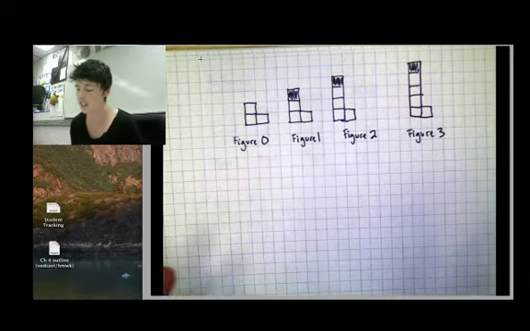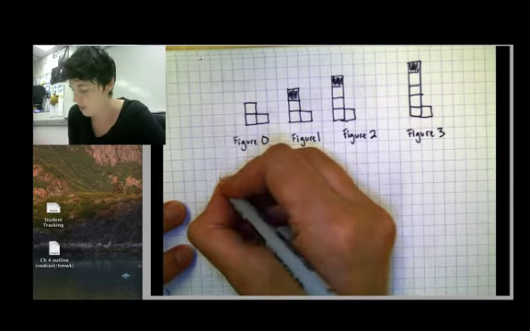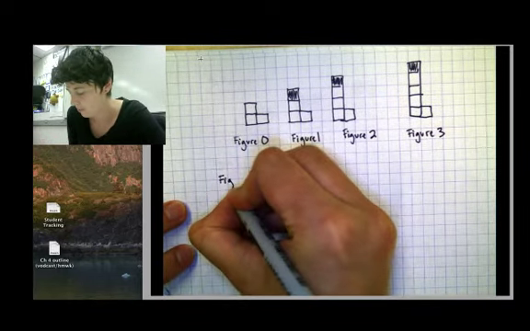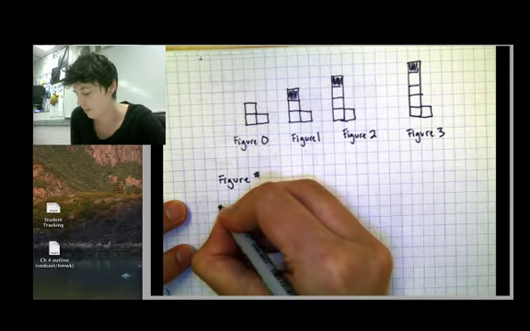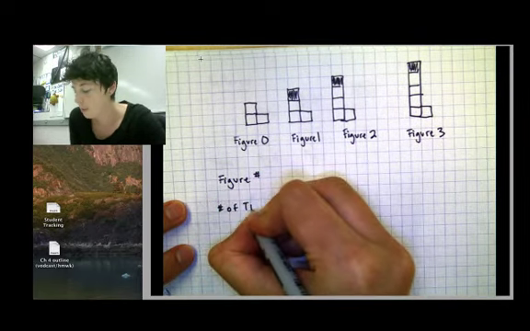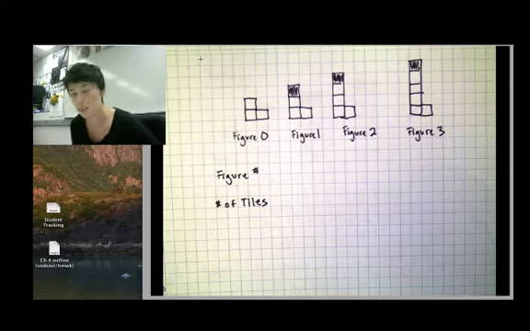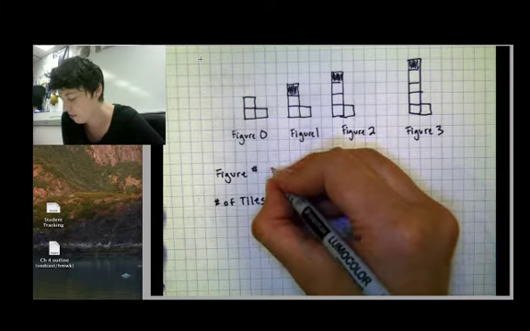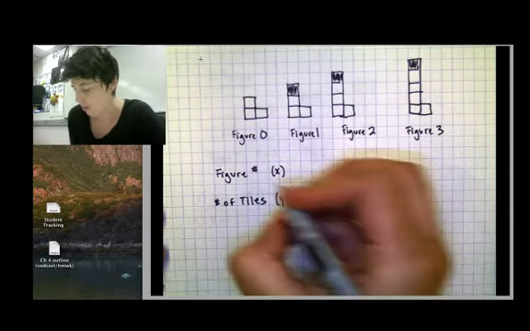It's going to be pretty easy to take all this information and convert it into a table. We're going to have 2 things. We're going to have figure number, and we're going to have number of tiles. And remember what we did on the last example, how I labeled it X and Y? I'm going to do the same thing here. Figure number is the X, number of tiles is the Y. And I'll build a table.